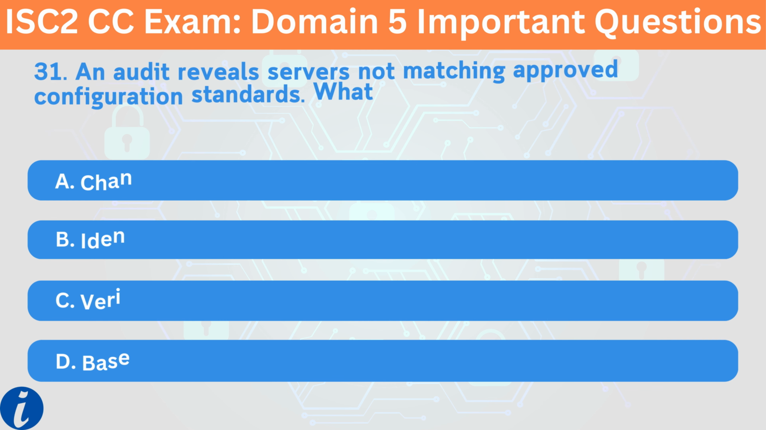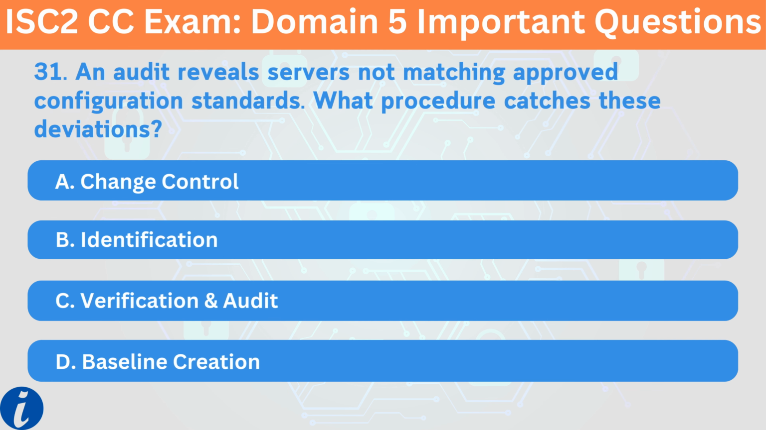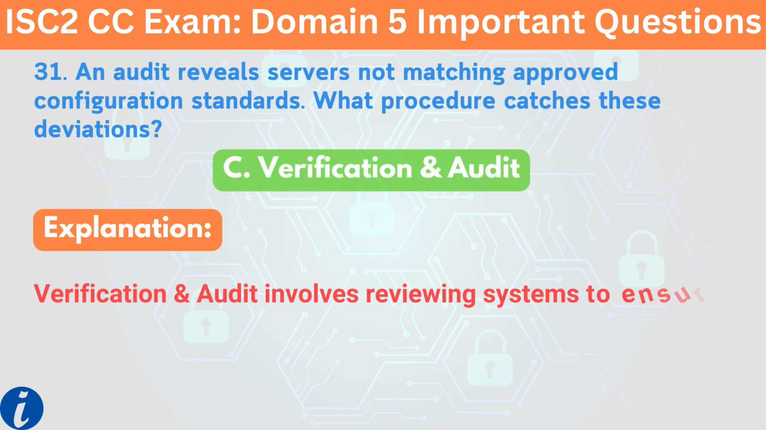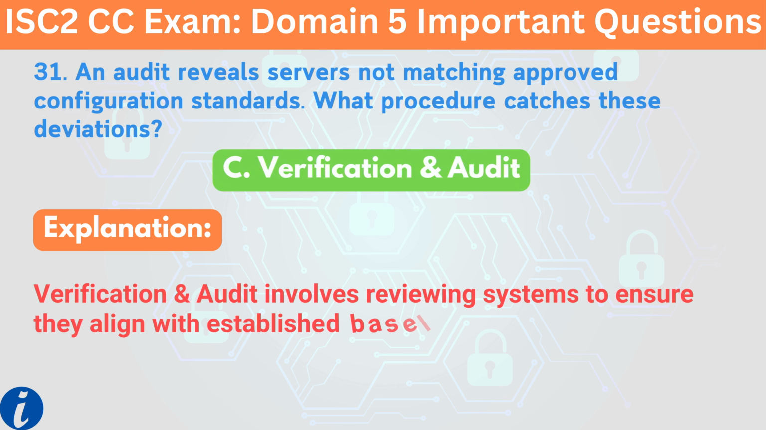31. An audit reveals servers not matching approved configuration standards. What procedure catches these deviations? A. Change control. B. Identification. C. Verification and audit. D. Baseline creation. The correct answer is C. Verification and audit. Explanation. Verification and audit involves reviewing systems to ensure they align with established baselines and configurations.